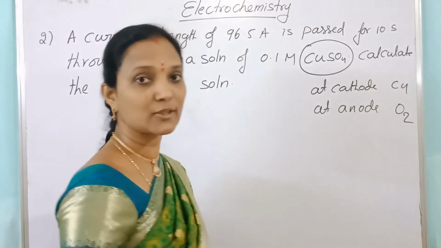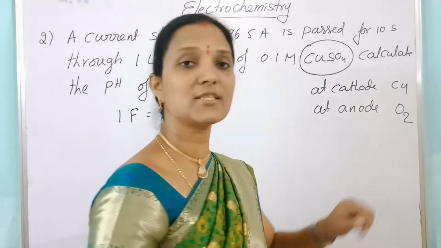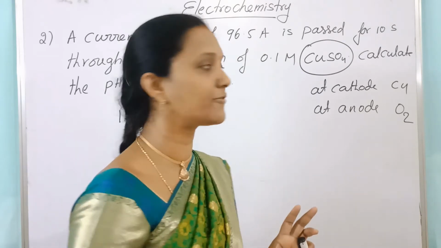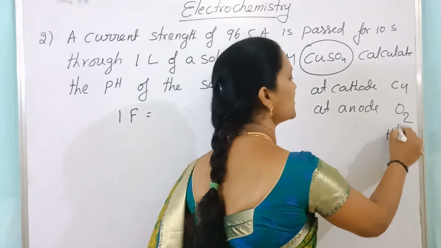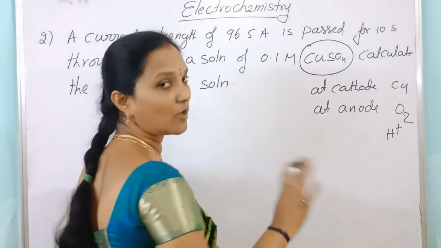Okay. So at cathode we are getting copper. At anode oxygen. OH minus changed to oxygen. Nothing but H plus left. H plus left in that solution, because at cathode H2 is not released.